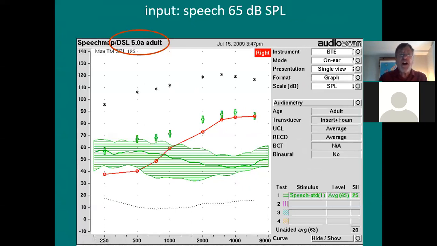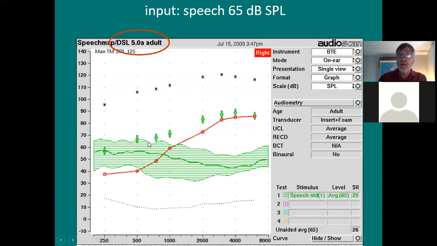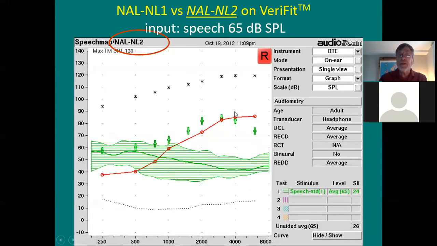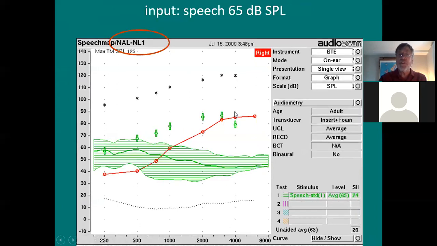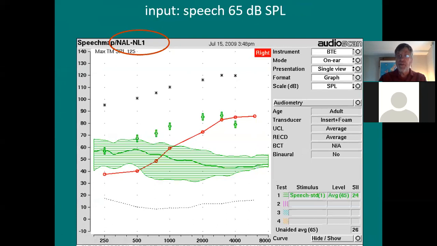So DSL-5 for an adult, NAL-1 for an adult. Notice how NAL-1 asks for a little bit more in the mids than DSL, but a little bit less in the highs. And NAL-2 versus NAL-1. And what's this green? Unaided. Just unaided speech. The person wasn't wearing hearing aids, we're just looking at the targets. That's what this green here.